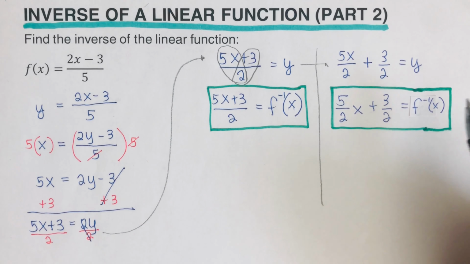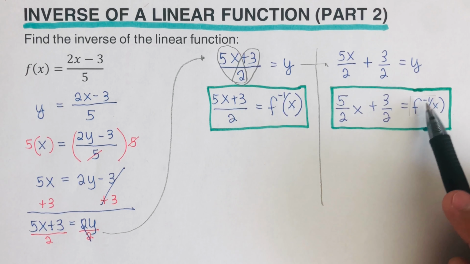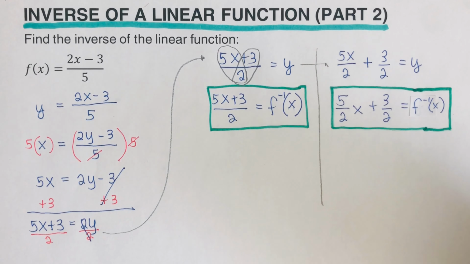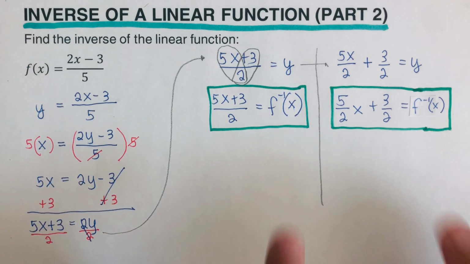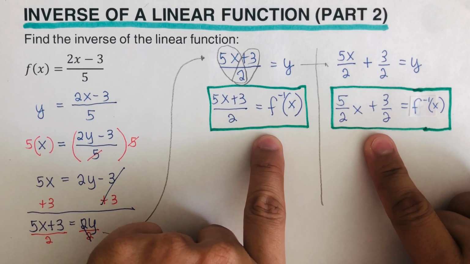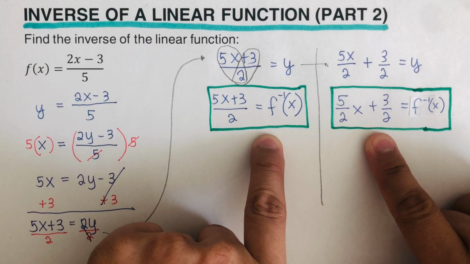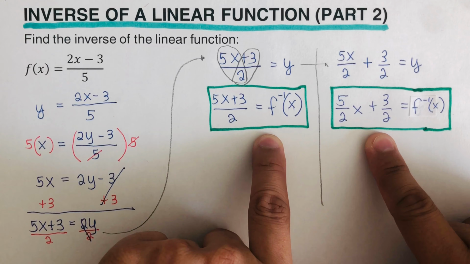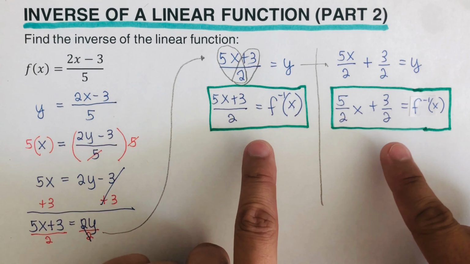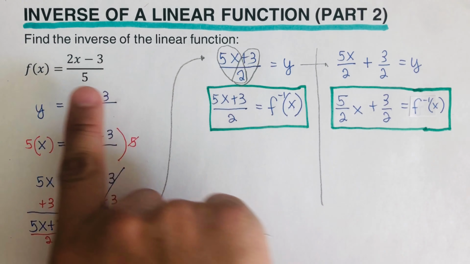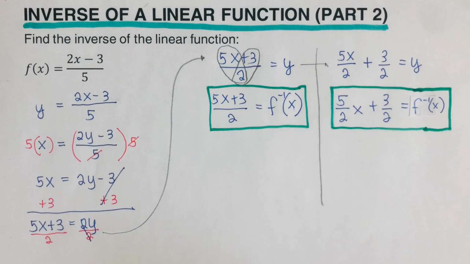So what I did here was I used the third step to replace y with f negative 1 of x. This is the notation for inverse. And what's going on here is that these 2 equations that we have here are actually equivalent. Equivalent means they are just the same equation, but they come in different forms. And so these 2 are actually the inverse of this function right here.